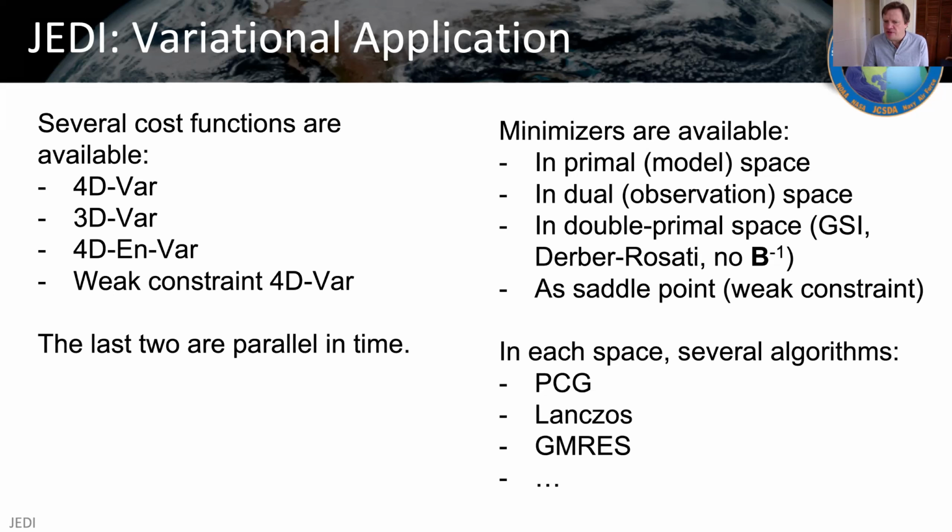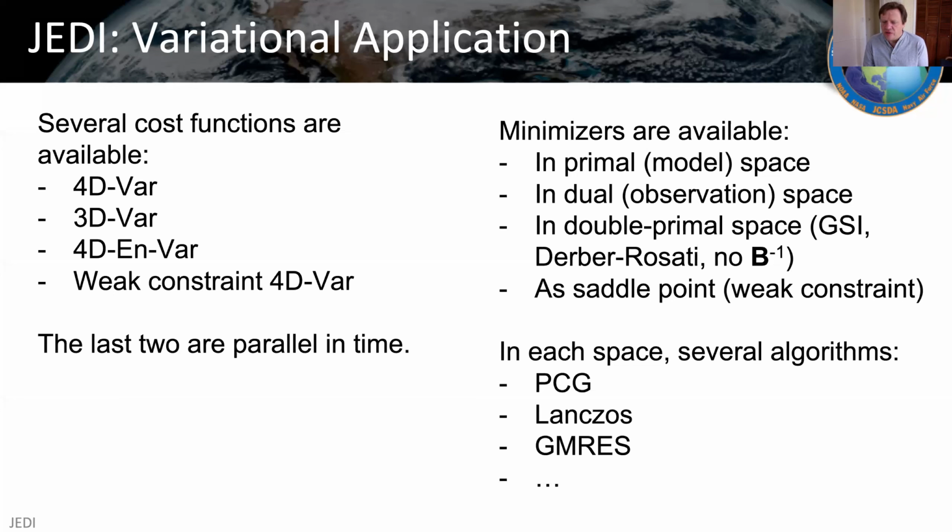There's also, I don't know how to call it, this double primal space minimizer. That's what's used in GSI. That's what's called the Derber-Rosati algorithm, that doesn't need the inverse of B, which is nice because that's typically very ill conditioned and you don't really want to compute that. And there's also a saddle point minimizer that's a combination of primal and dual space at the same time. That's only really for the weak constraint.